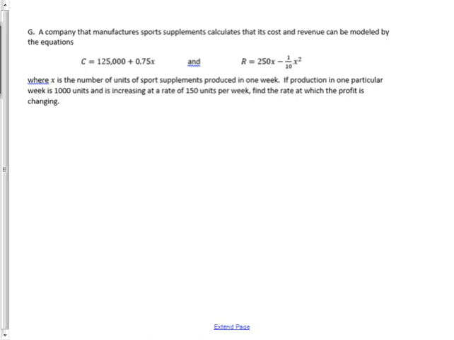A company that manufactures sports supplements calculates that its cost and revenue can be modeled by the equations C equals 125,000 plus 0.75x and R equals 250x minus 1/10 x squared, where x is the number of units of sports supplements produced in 1 week. If production in one particular week is 1,000 units and is increasing at a rate of 150 units, find the rate at which the profit is changing. So what I'm trying to do is find the rate of change of profit. So it's asking me to find dP/dt.